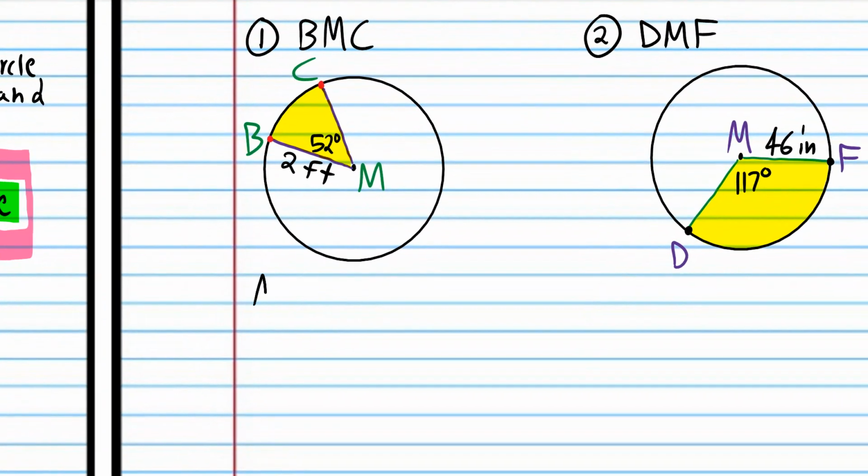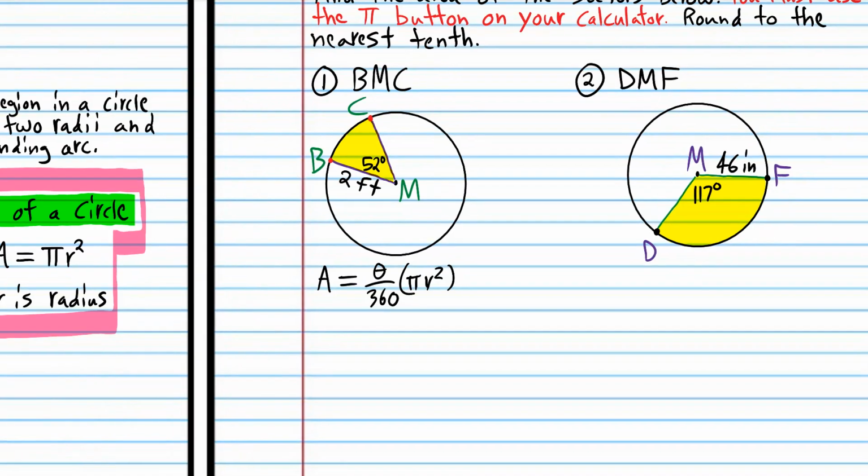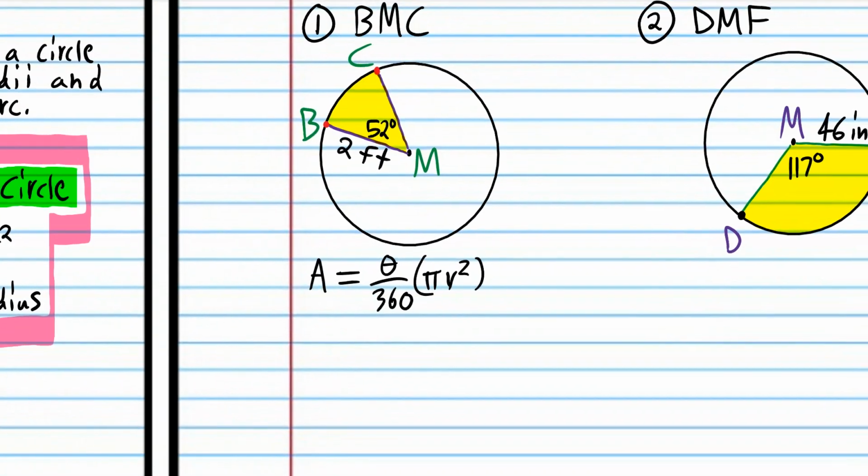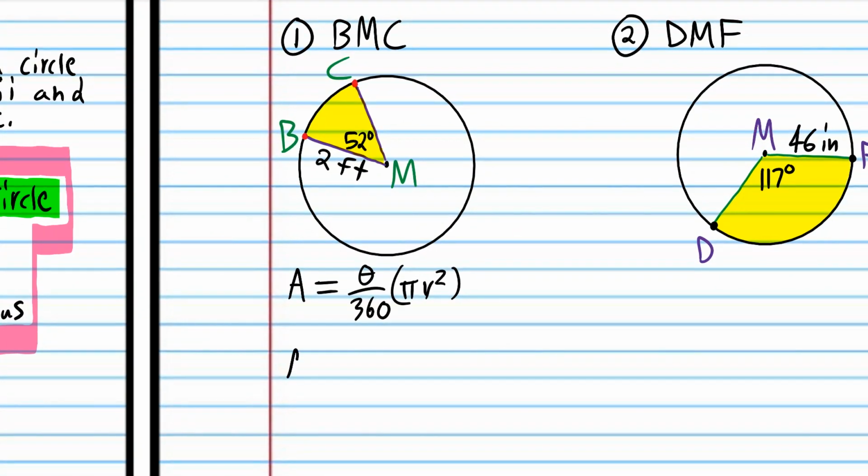So what we're going to do is just write the formula. I'm just copying down that formula. And then we just plug in the numbers that we need. So the central angle you can see is 52 in that picture up there. 52 degrees, and the radius is 2.